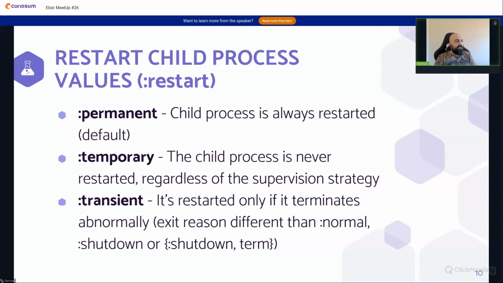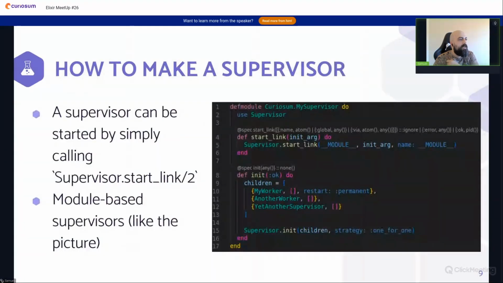And the last option that we can use is transient. With this option, the process will only be restarted if it terminates with a reason that is not normal, not shutdown, and not the shutdown tuple. So it's very important that we pay attention and check which option is better suited for our process.